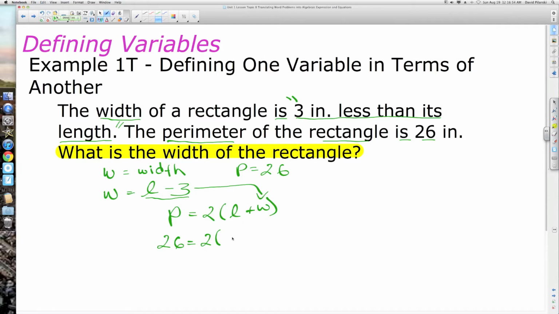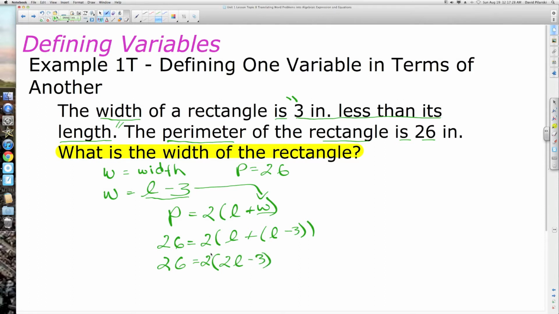So we have an equation that has only one variable, and we can solve it. So in for the W, first I'm going to copy down the L plus now L minus 3. I only put that in an extra set of parentheses for illustration purposes. You don't really need that second set of parentheses. So let's simplify what's in the parentheses. 26 is equal to 2 times the quantity L plus L minus 3. Well, L plus L is 2L, and then minus 3.